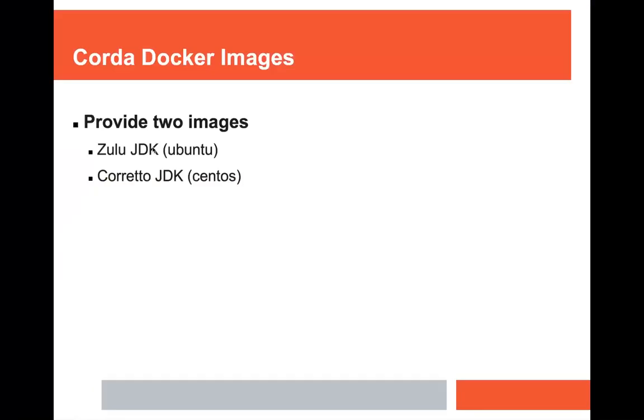Our Docker images are the simplest Docker images you can imagine. All they contain is corda.jar and one special thing, which is the config generator, which I'll go through in a second. So we currently provide two images. We have a Zulu JDK-based one, which is backed by Ubuntu, and we have the Corretto JDK one, which is backed by a CentOS image.